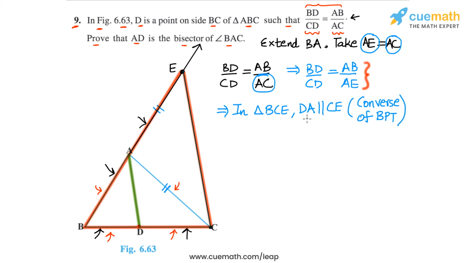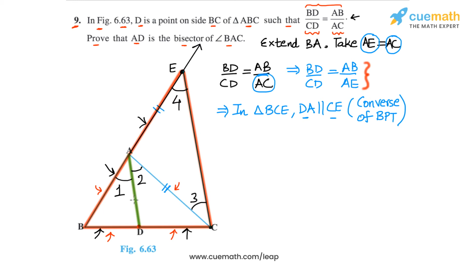Now let's see what DA parallel to CE means for the various angles in the figure. So let's mark the various angles. So let's take this as angle 1 and let's take this as angle 2. Remember that our goal is to show that AD is the bisector of angle BAC. So we basically have to show that angle 1 is equal to angle 2. Now let's take this here as angle 3 and let's take this as angle 4.